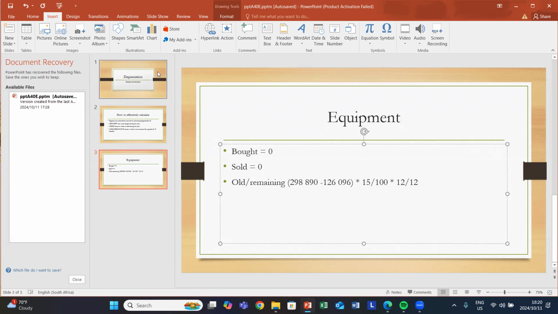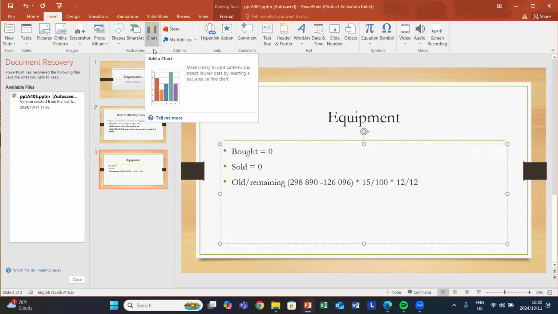Also pause the video a little bit and calculate it. Remember, even though we do it virtually, also calculate it by yourself. Say 298,890 minus 126,096. You'll get a carrying value which you will multiply by 15%, multiply by 12 over 12.